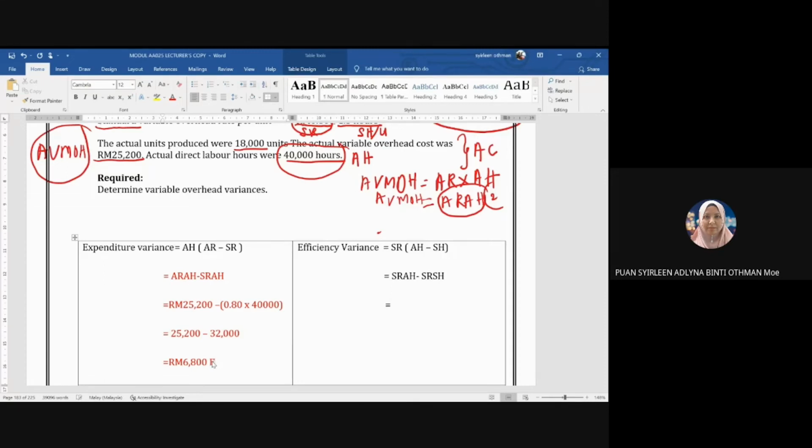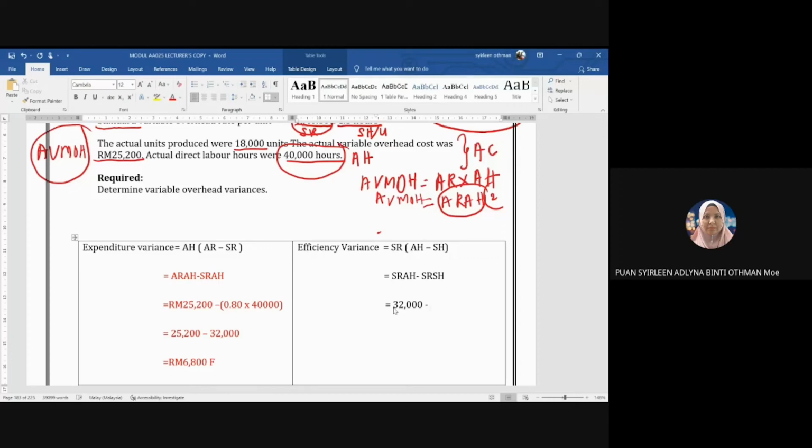Okay, so ini untuk expenditure. Expenditure kita nak tengok kecekapan. So kita akan banding perbelanjaan antara sebenar, actual dengan standard. Okay, that is one. Yang kedua, kita nak tengok efficiency, your working hours efficiency. SERAH, kita dah kira dah dekat sini. So you just need to copy the figure, pergi sebelah. That is 32,000. So kita akan minus dengan SERSAH.